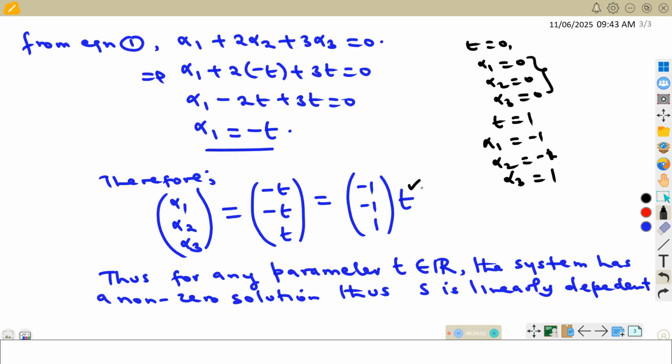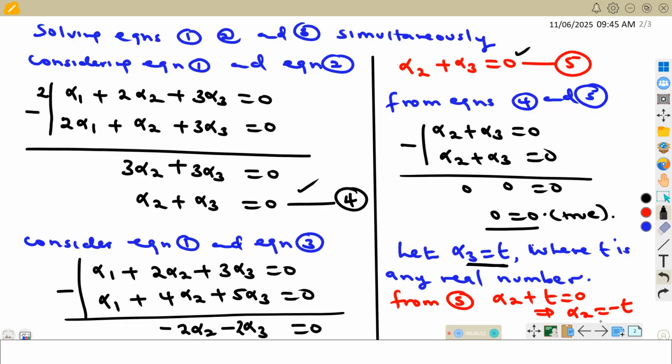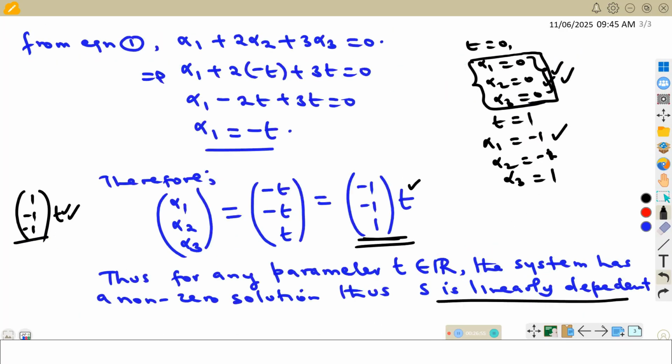For any value of t, we can get a solution; we can get as many solutions as possible for any value of t picked from the set of real numbers. But if we had only the zero solution for the values of alpha 1, alpha 2, and alpha 3, then we would say that our set is linearly independent. So that is our example number 1, and we shall look at one more example to understand better this concept of linearly independent and linearly dependent vectors.